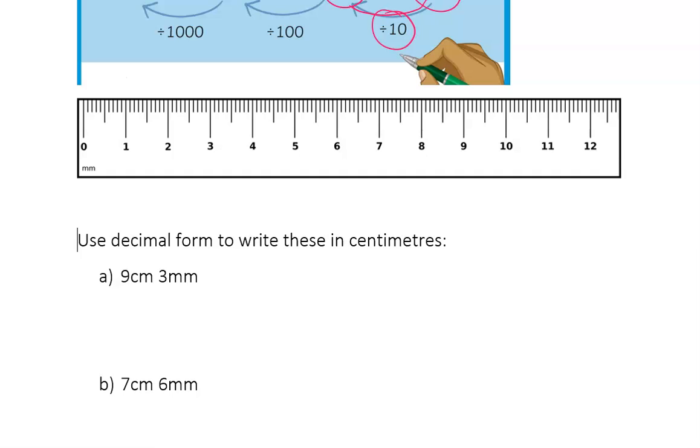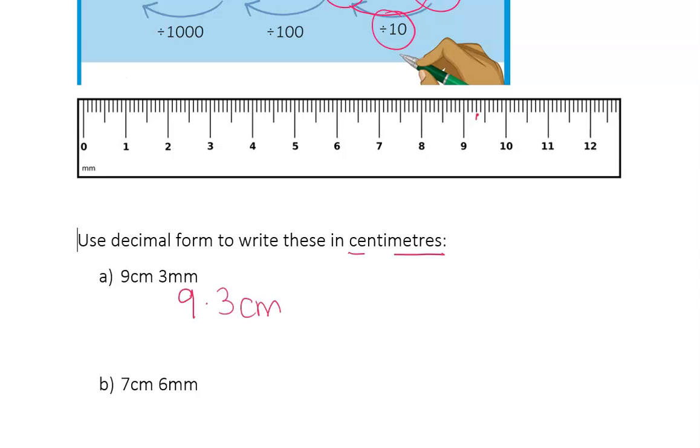First question for you, which is really easy, is use decimal form to write these in centimetres. So we've got the measurement 9 centimetres and 3 millimetres, and I know on my ruler that is right here. So to write that fully as centimetres, we need to use a decimal, and that's going to be 9.3 centimetres.